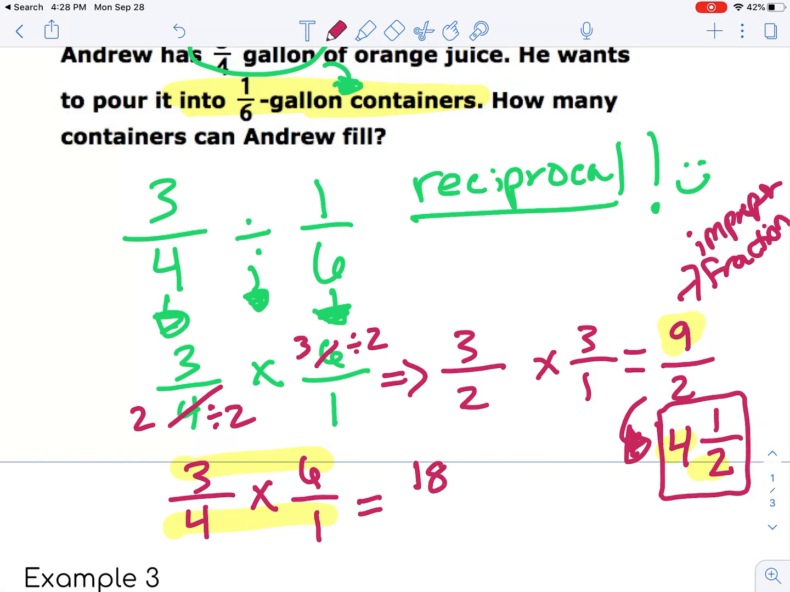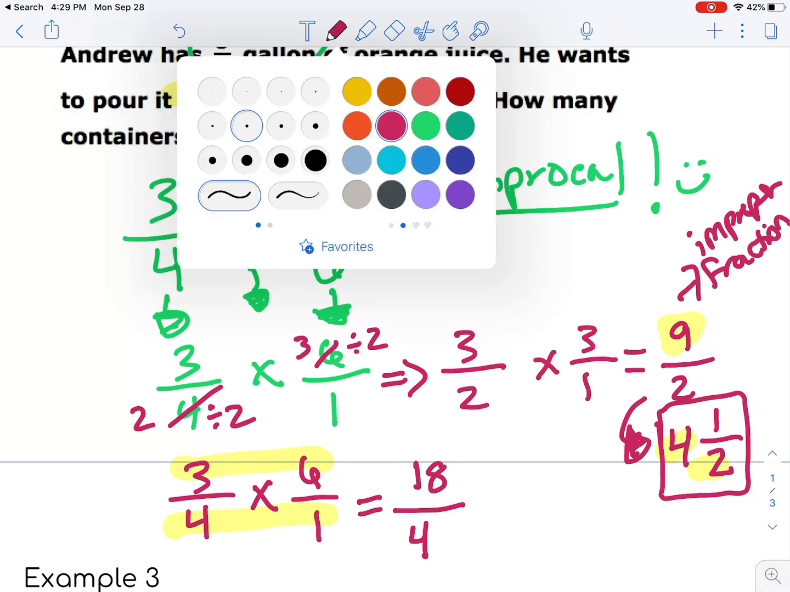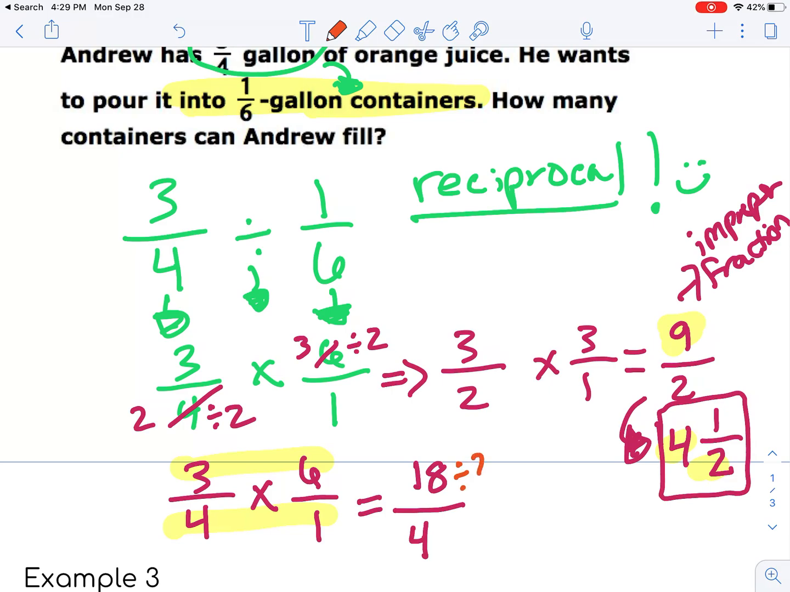6 times 3, you get 18, and 4 times 1 is 4. Now, we can simplify here. These are both even numbers, so I can divide both of these by 2. 18 divided by 2 is 9, and 4 divided by 2 is 2. And now, as you can see, I have exactly the same answer as when I simplified before I multiplied. So you can always do this 2 ways.